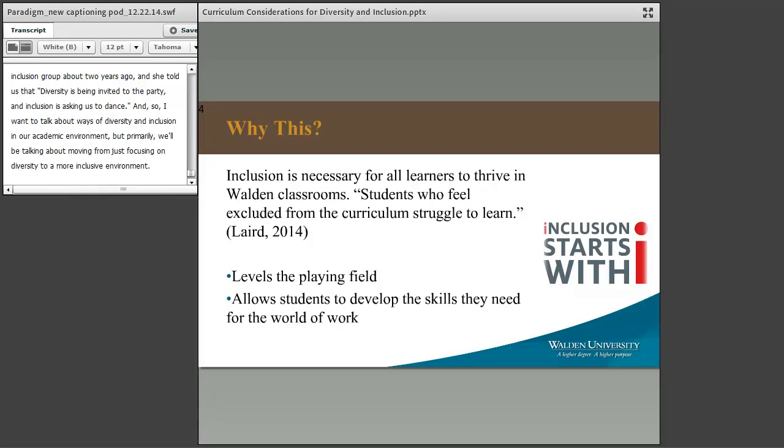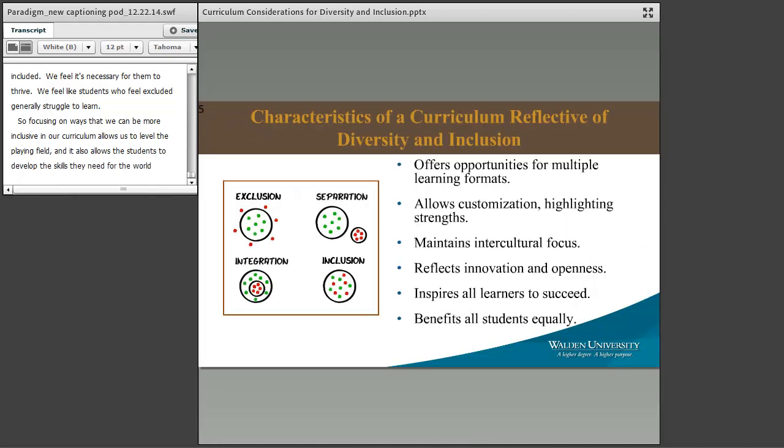So why are we having this conversation with you, and why did we think it was important? Primarily it's because we really believe that all learners thrive in classrooms where they feel included. We feel like it's necessary for them to thrive. We feel like students who feel excluded generally struggle to learn. So focusing on ways that we can be more inclusive in our curriculum allows us to level the playing field, and it also allows our students to develop the skills they need for the world of work.